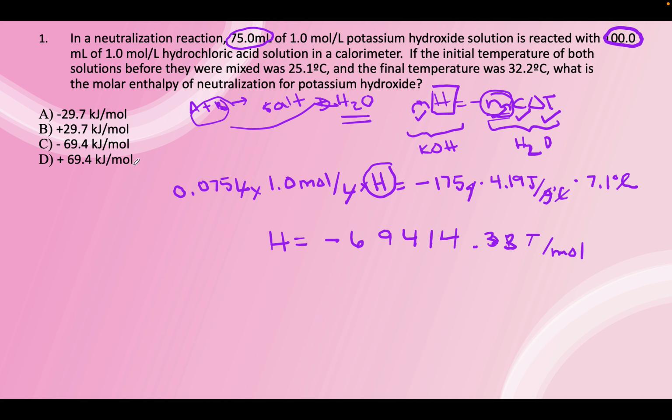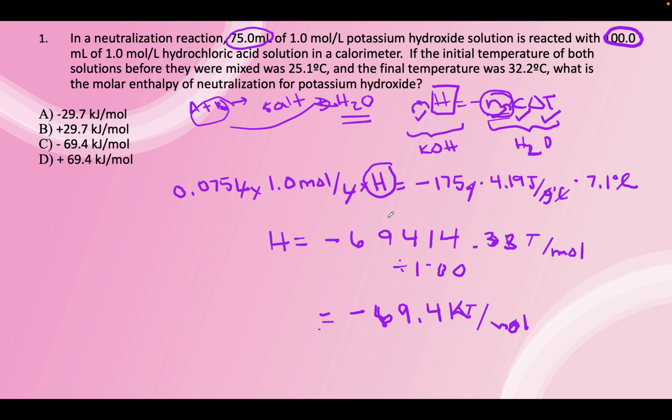Now, if you take a look at our options, it's all in kilojoules. So we can go from joules to kilojoules by dividing this by 1,000. Let's do that. We're going to divide that by 1,000, and you would see that it would work out to negative 69.4 kilojoules per mole. That's a kilo, kilojoules per mole. You just can't tell. So that is our example here.